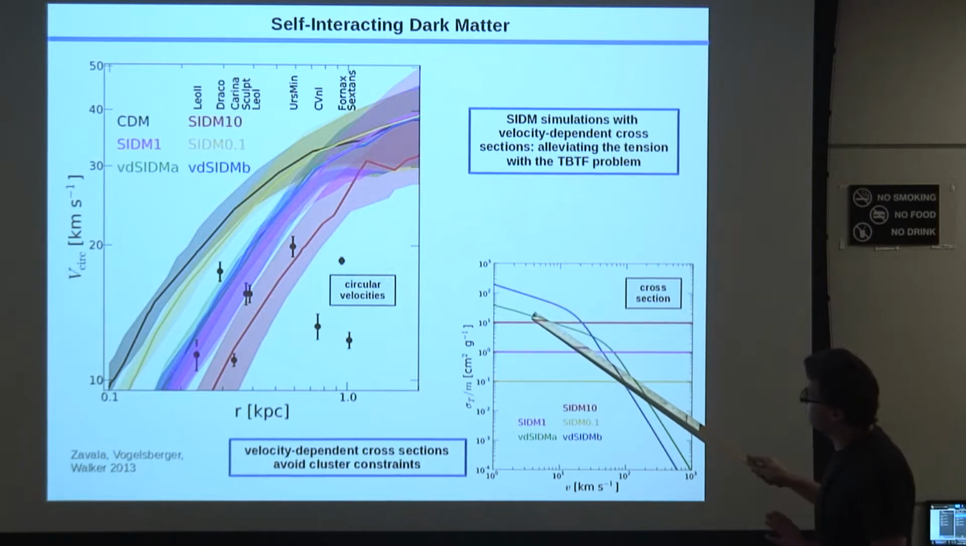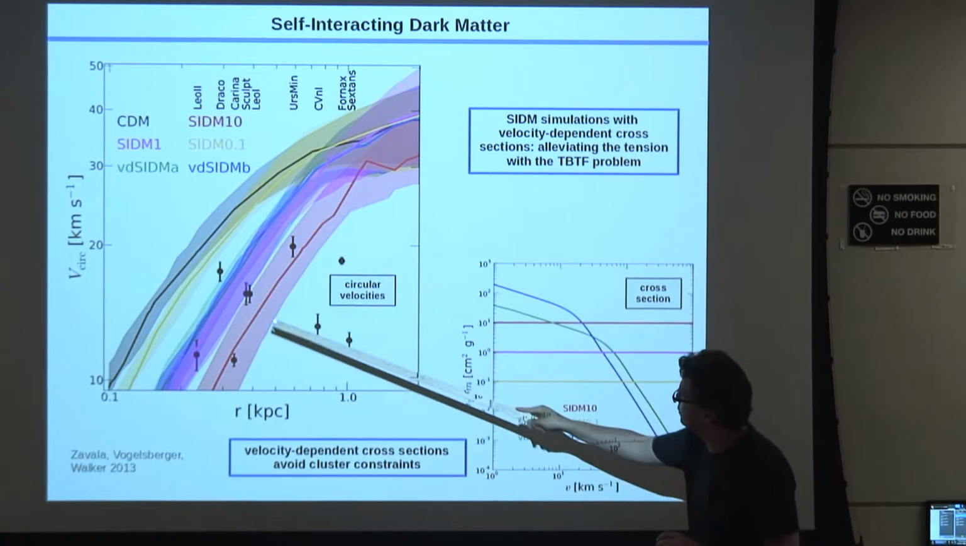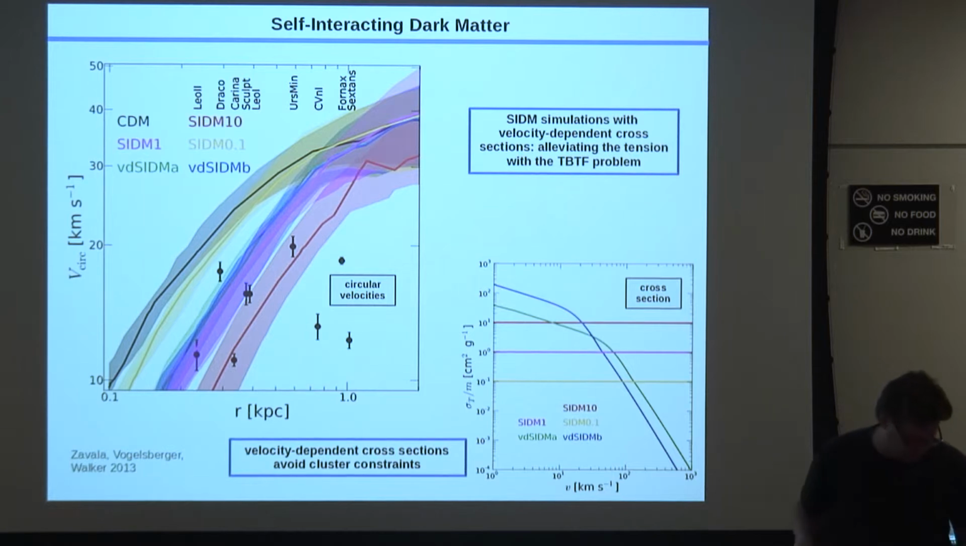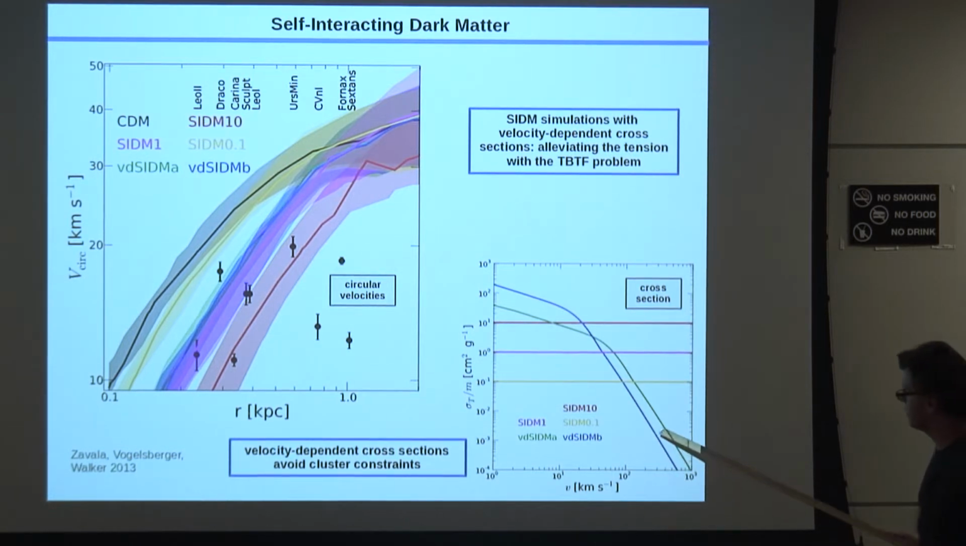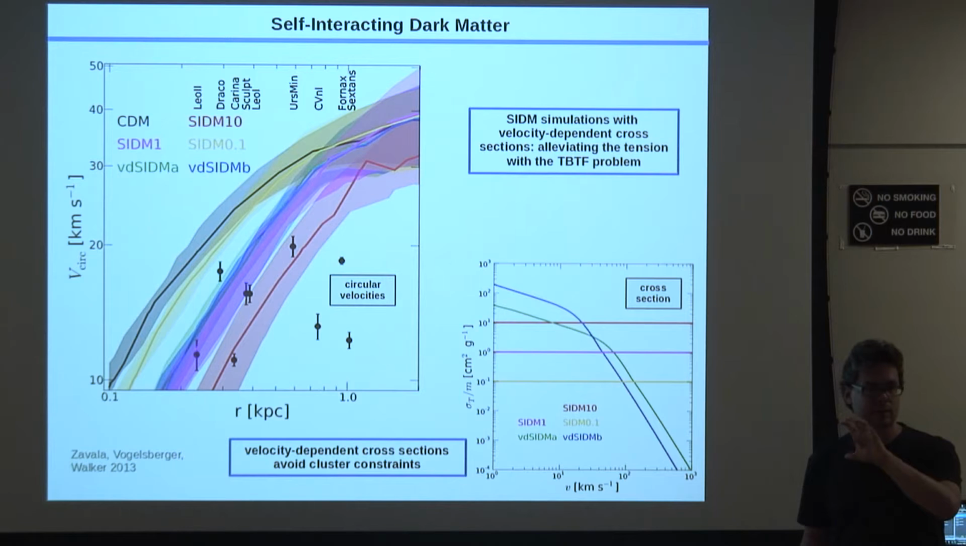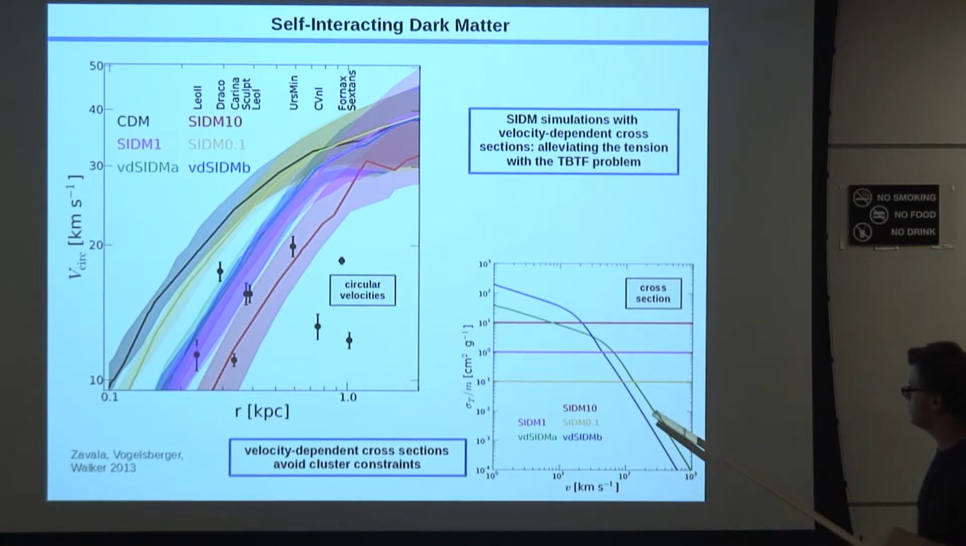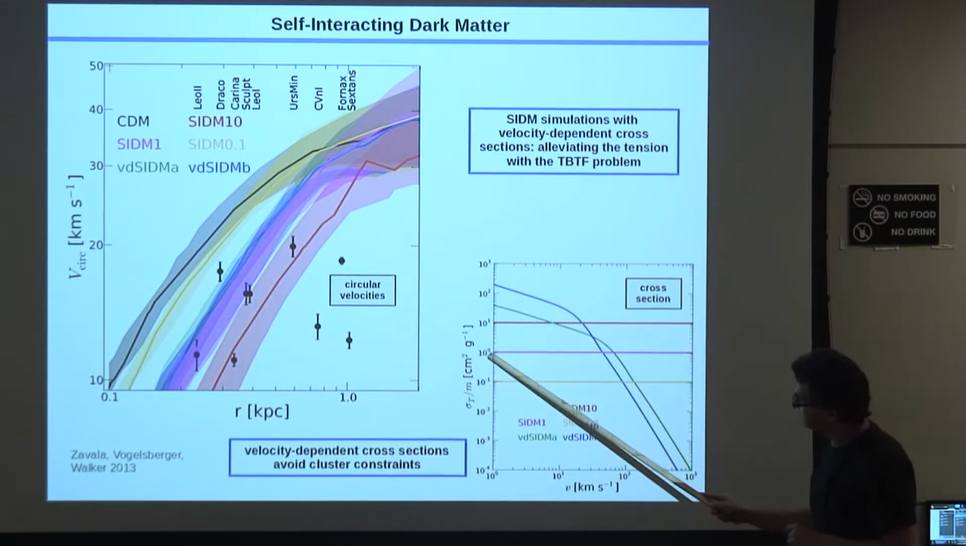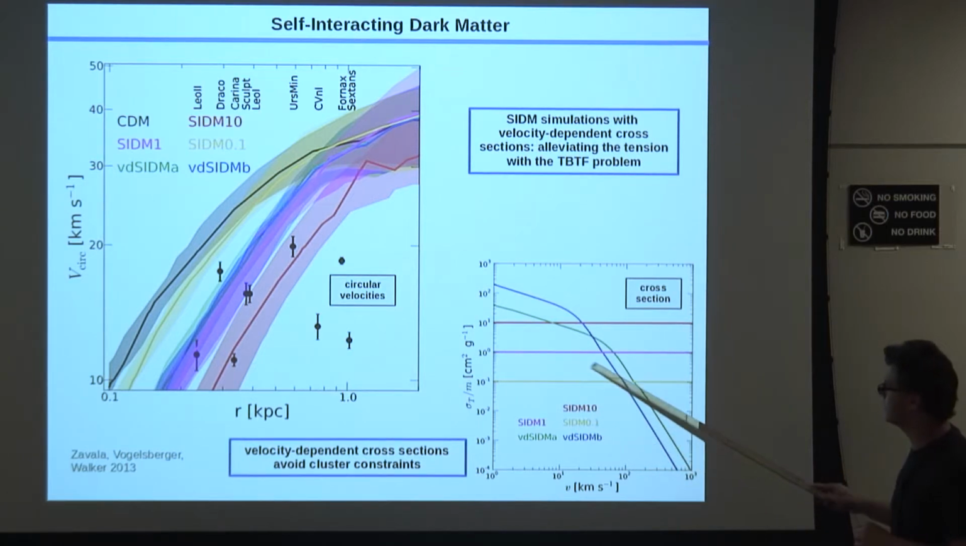The blue and the green are these velocity-dependent cross-sections, which have the advantage that at high relative velocities, this is always the relative velocity between the particles, the cross-section is extremely small. That means on cluster scales, where we have some constraints on the cross-section of self-interacting dark matter, you can easily circumvent all these constraints because the cross-section is just tiny. Whereas with a constant cross-section, current constraints say that it's very difficult to have something larger than 1.